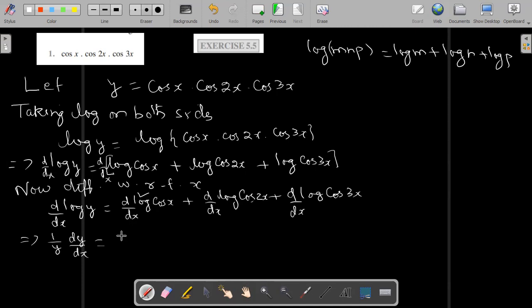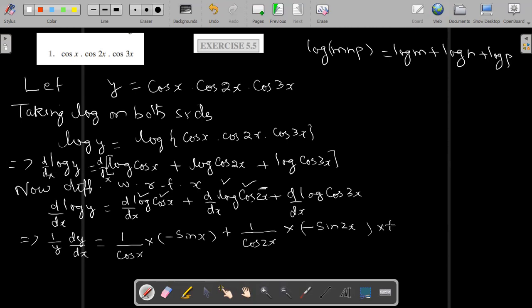Here the differential of log is 1 by x, that is 1 by cos x. Then the differential of cos x is minus sin x. Finish here. But here you have first the differential of log, which is 1 by cos 2x. Remember, then the differential of cos is minus sin 2x. Then again the differential of 2x, this 2x is another function. The differential of 2x is 2. Don't forget this.